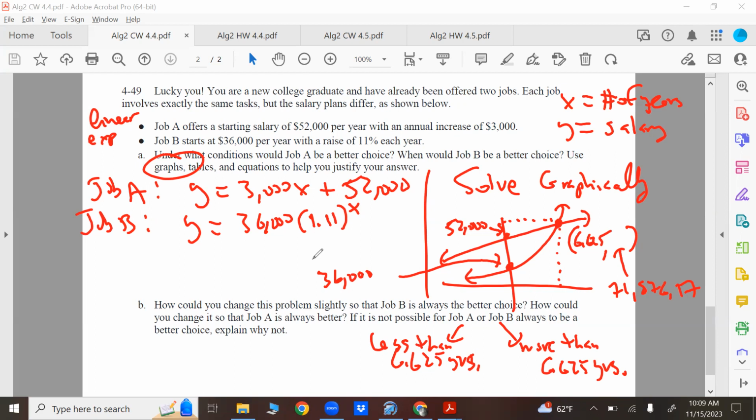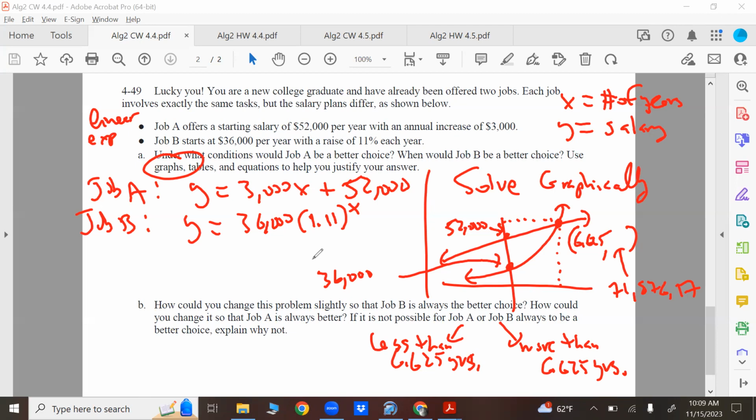Yes, job A is a better choice initially because you start with more money, but then job B eventually will surpass job A. So job A is just 3,000x plus 52,000, because you start with 52,000 and grow by 3,000 every year. So it's a linear equation with a slope of 3,000. For job B, we're starting at 36, but it's exponential growth. Remember, 1 plus r is the base for exponential growth. The r is 0.11, so 11%.